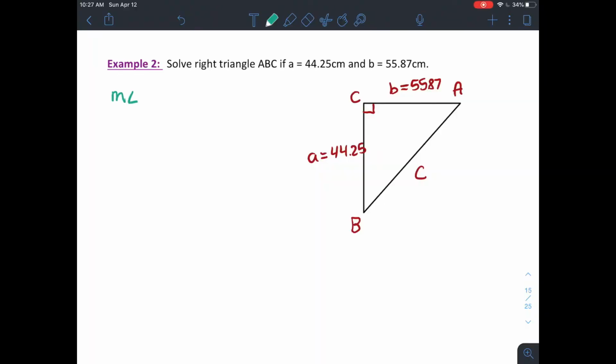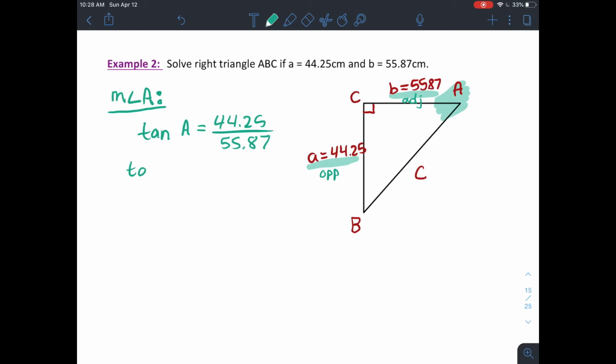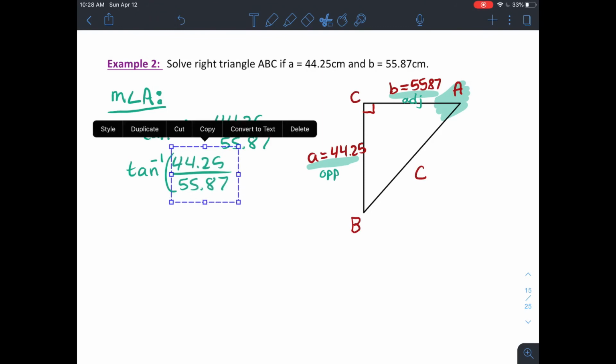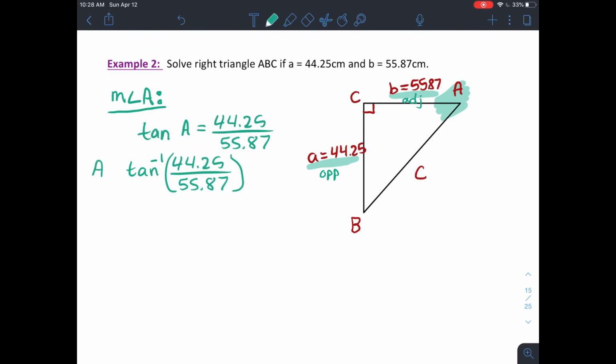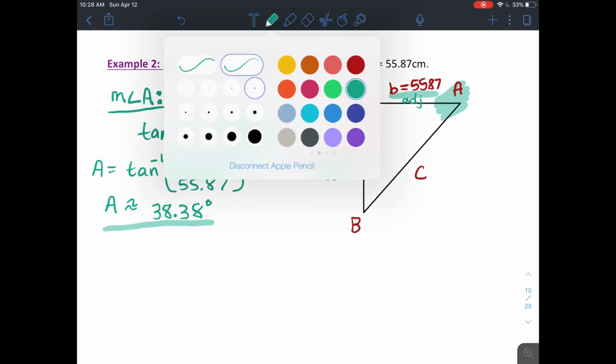This time I don't have any angle measures, so I'm going to have to use some of my inverse trig functions. Let's go for measure of angle A first. So I have the opposite side and the adjacent side in relation to angle A. So I know that if I was to do tangent of angle A, I'd have my opposite side length of 44.25 over my adjacent side length of 55.87. So I could do inverse tangent of that value to get the measure of angle A. So that would give you A is approximately equal to 38.38 degrees.